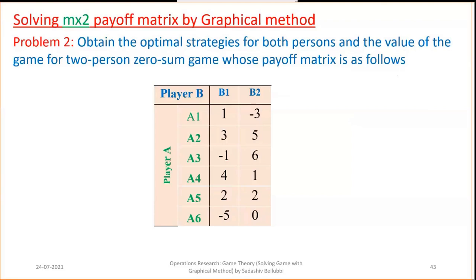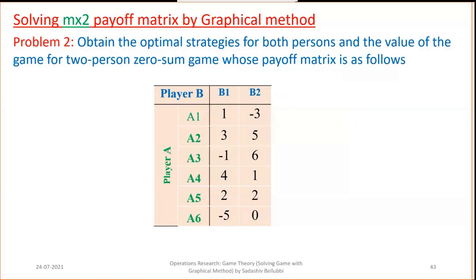We'll solve an m by 2 payoff matrix by the graphical method. The problem statement is: obtain the optimal strategy for both the persons and the value of the game for a two person zero sum game whose payoff matrix is as follows. Okay, this matrix is given. Here we need to identify the value of the game.